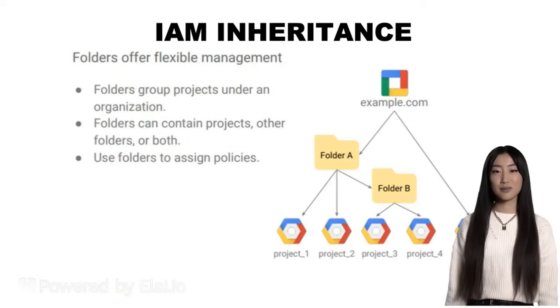So, if Project 3 and Project 4 are administered by the same team by design, you can put IAM policies onto Folder B instead. Doing it the other way, putting duplicate copies of those policies on Project 3 and Project 4, would be tedious and error-prone. One word of caution: to use folders, you need an organization node at the top of the hierarchy.